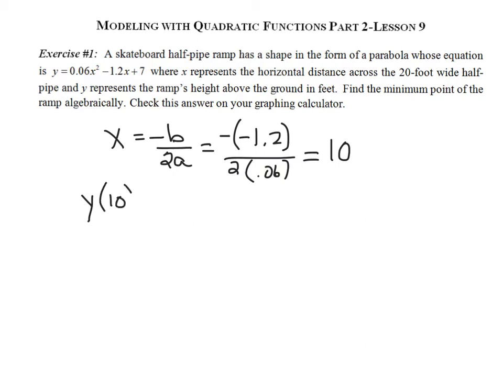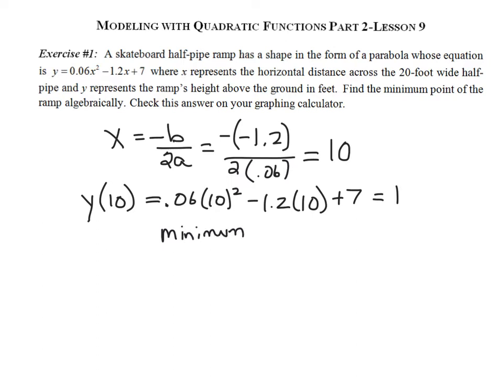So we're going to find the y coordinate at 10. So again, I'm going to show my work: 0.06 times 10 squared minus 1.2 times 10 plus 7. And again, yes, I'm going to use my graphing calculator to calculate that. One thing you could do is store 10 in your x coordinate and then type your equation in with x in it. And I notice that I actually get a nice clean number here. My answer is 1. So that tells me that the minimum point on this ramp is going to be located at the point 10, 1.